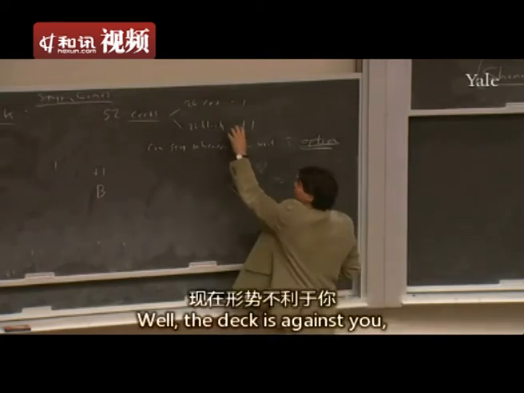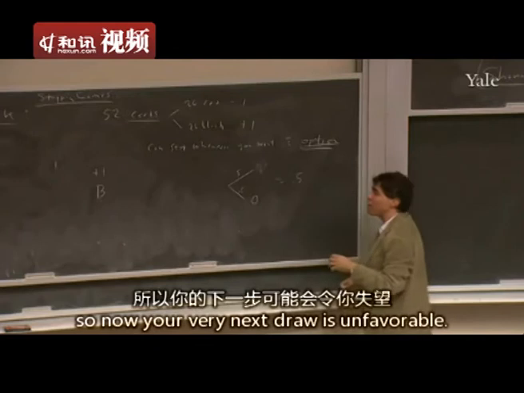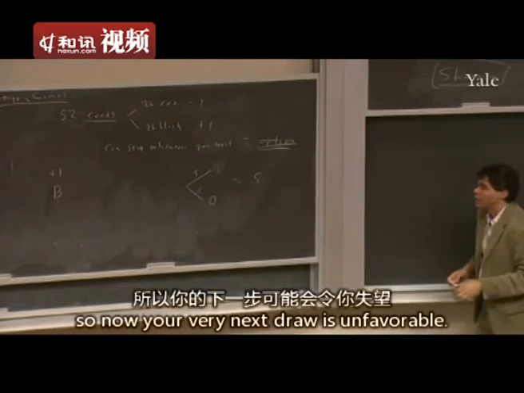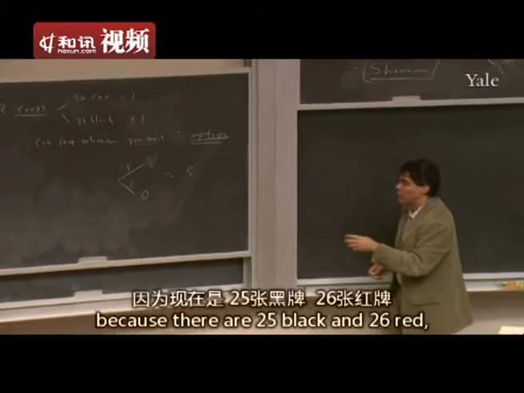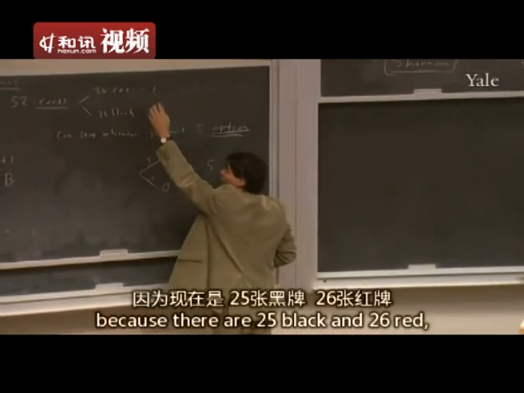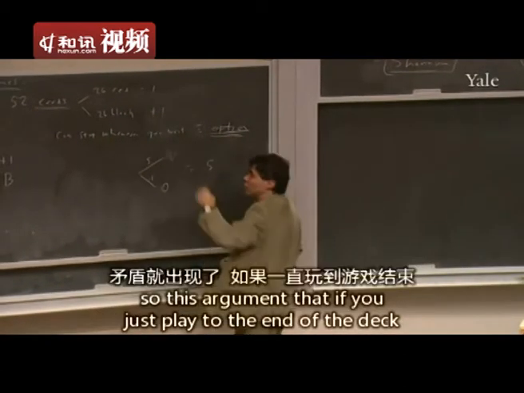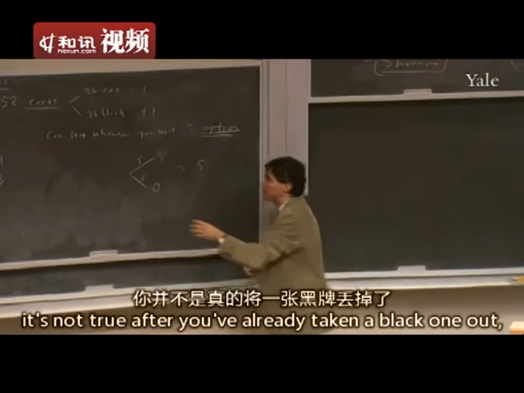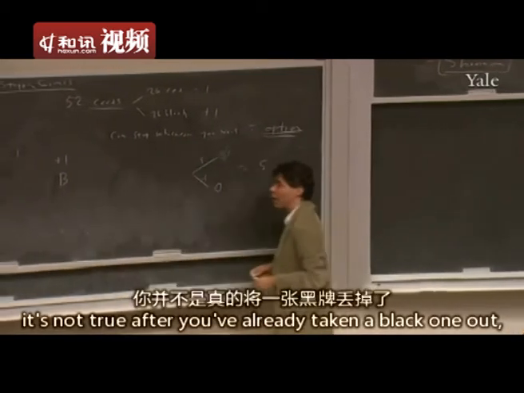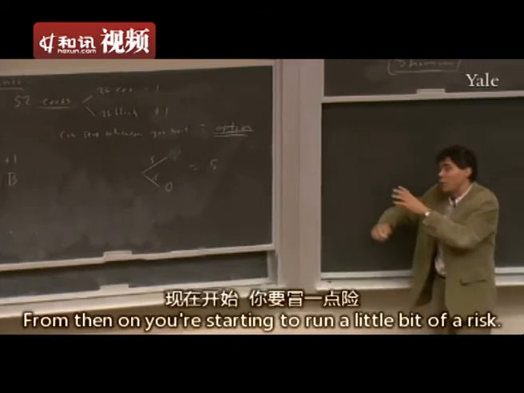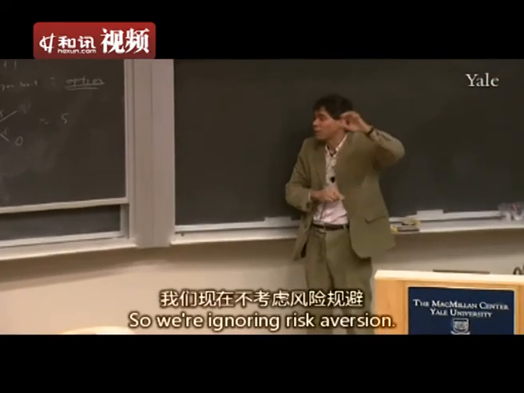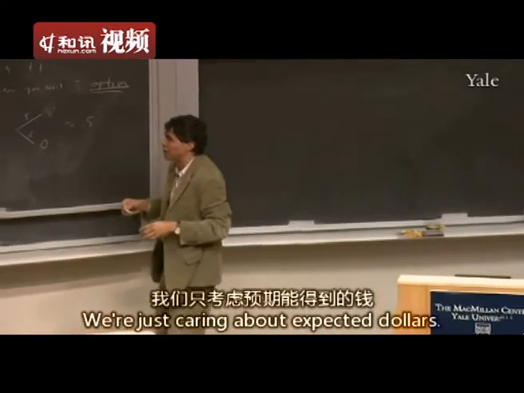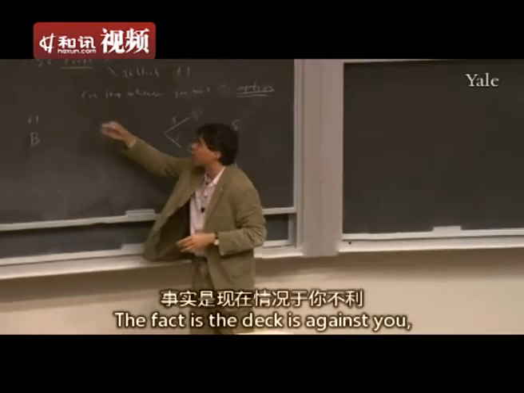Well, the deck is against you. So now your very next draw is unfavorable. And by the way, playing to the end of the deck is going to lose you $1 because there are 25 black and 26 red. So this argument that if you just play to the end of the deck, you'll break even, it's not true after you've already taken a black one out. So you could lose. From then on, you're starting to run a little bit of a risk. So we're ignoring risk aversion. We're just caring about expected dollars. The fact is the deck is against you.